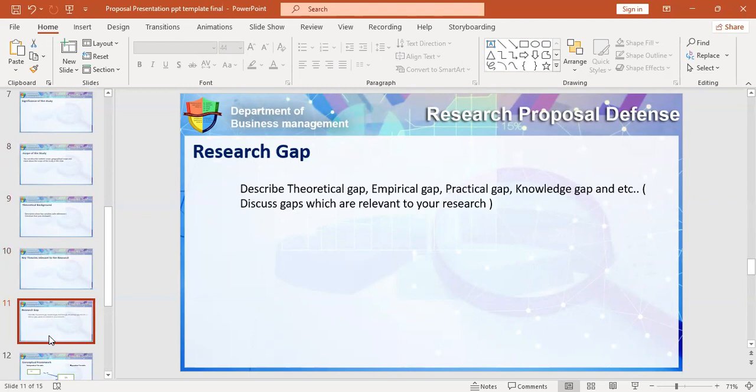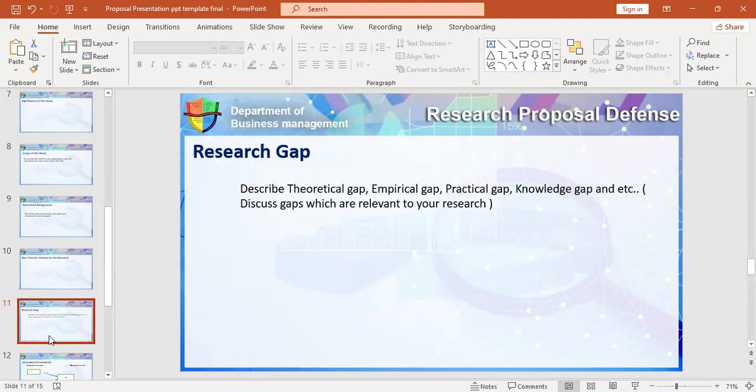Then research gap. So you must explain the theoretical gap. And again, there can be an empirical gap, the gap between the availability of data. So theoretical means the gap between the publications and yours. And practical gap, there can be a knowledge gap. So the gap relevant to your research should be described here.